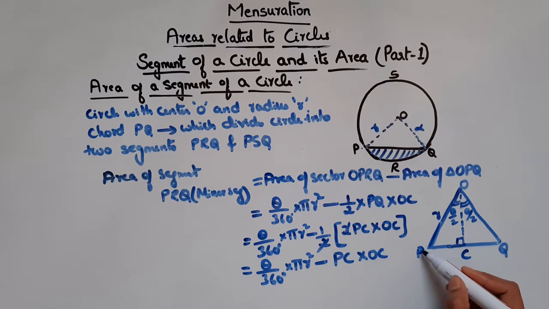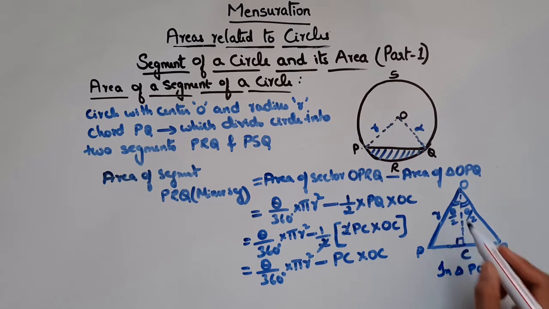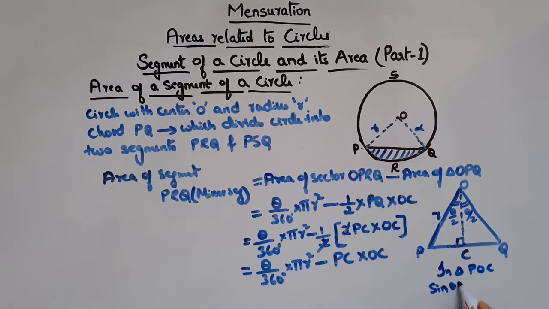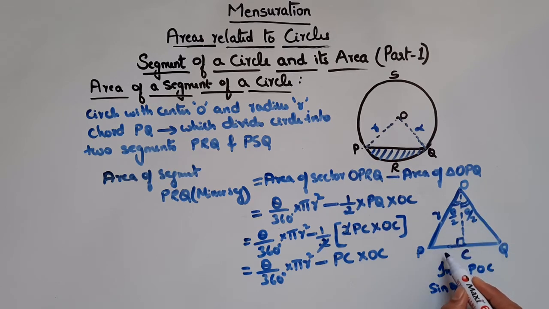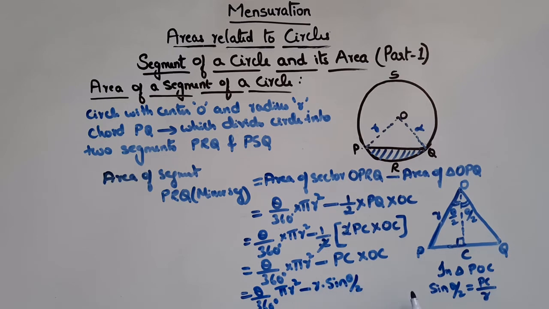So if you see in triangle POC, what is sine theta by 2? Sine of theta by 2 is nothing but side opposite to this angle is the opposite side. So we know sine theta is nothing but opposite by hypotenuse. So PC by hypotenuse, here is R. So here your PC is R into sine theta by 2. So you can replace PC by R sine theta by 2, right? So let's do that.